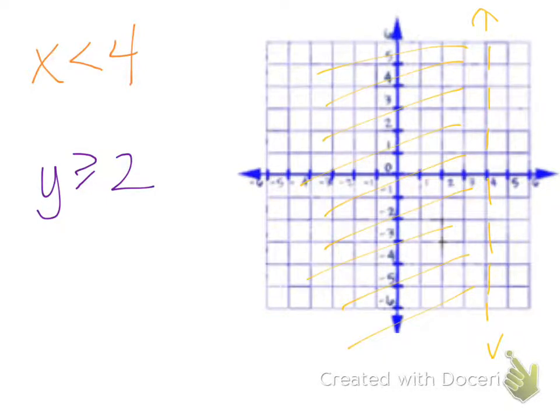And now we need to graph the horizontal line, remembering that y equals is a horizontal line. We need to graph y is greater than or equal to 2. This is going to be a horizontal solid line because it's greater than or equal to. And then what values are greater than 2? Those are going to be all the values above the line.